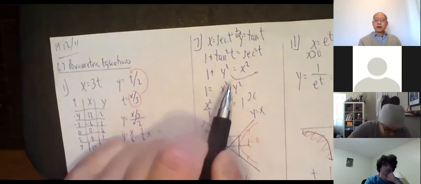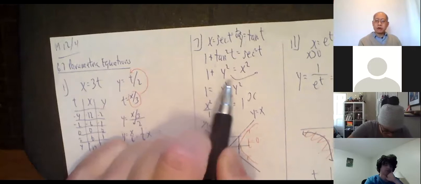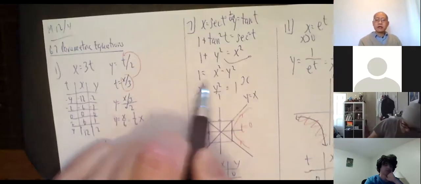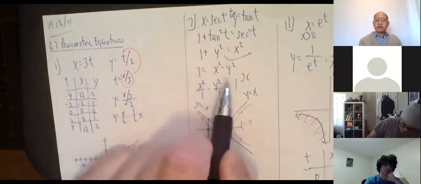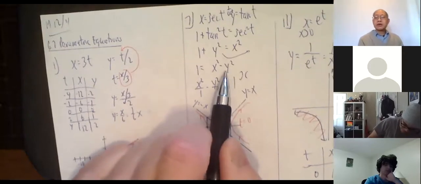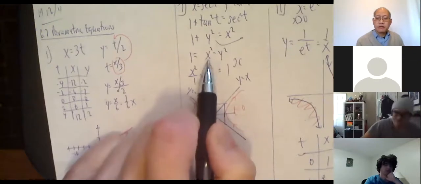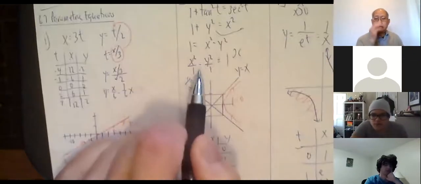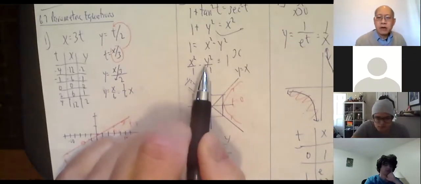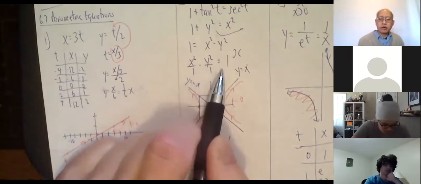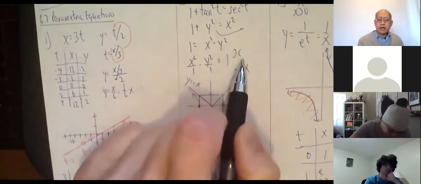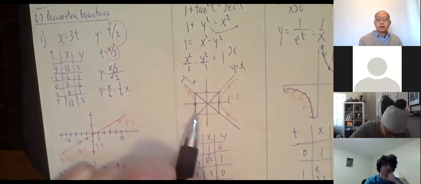All right, so what am I doing? I'm subtracting y squared on both sides. And it looks like 1 equals x squared minus y squared. And that's my hyperbola, because there's a minus sign. So just divide by 1. Put that in front, because that's the way we're used to, right? X squared over 1 minus y squared over 1 equals 1. That's a hyperbola going left and right. So there's my graph.